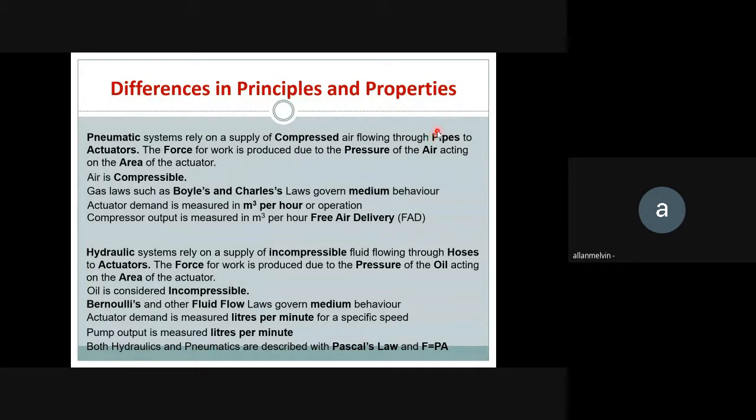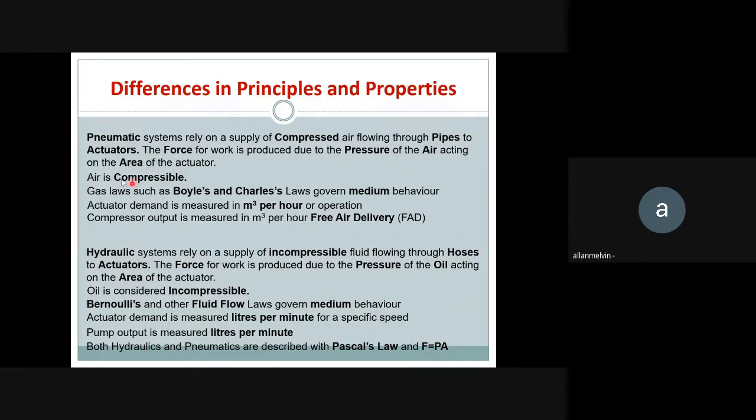So nanti I akan tunjuklah gambar dia. Okay, so you need to understand pneumatic using pipe. So that's one thing. So you are using F equals to PA, both also using the same. Okay, force equals to pressure times area. Okay, area of the actuators.